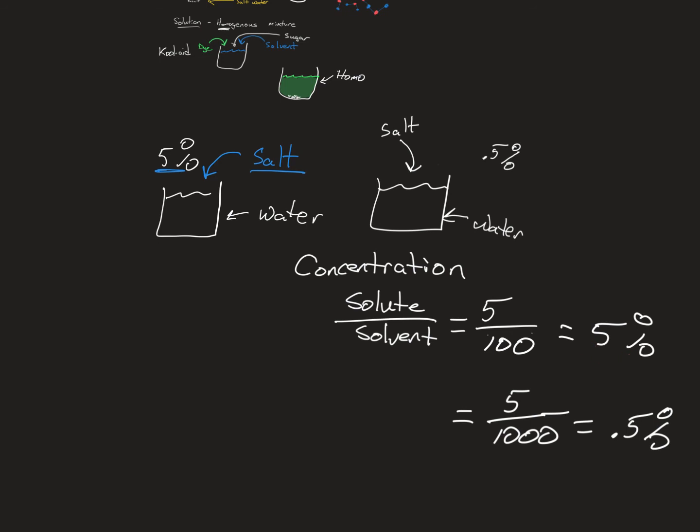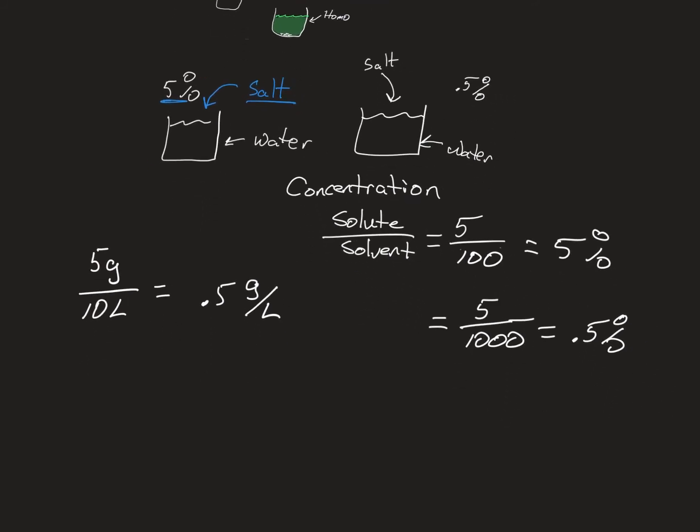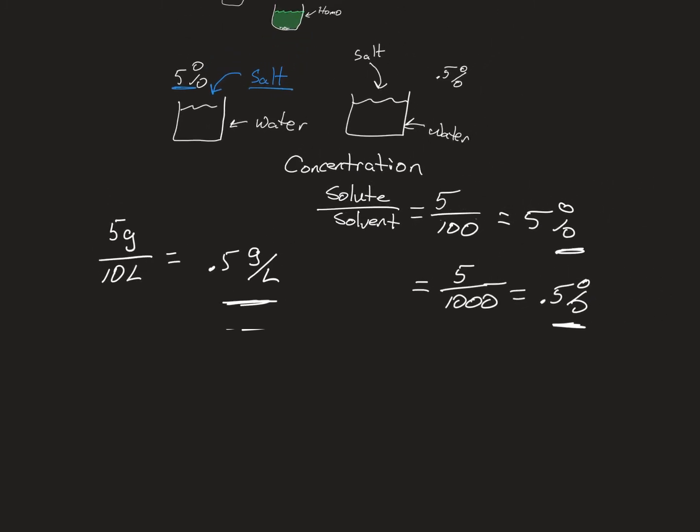You can have all kinds of units, by the way. I could put 5 grams into 10 liters, and what's the concentration? 0.5 what? Grams per liter. Right? And this is percent. Percent's the easiest thing because it's the easiest thing to imagine. But we could do all kinds of different units for concentration.